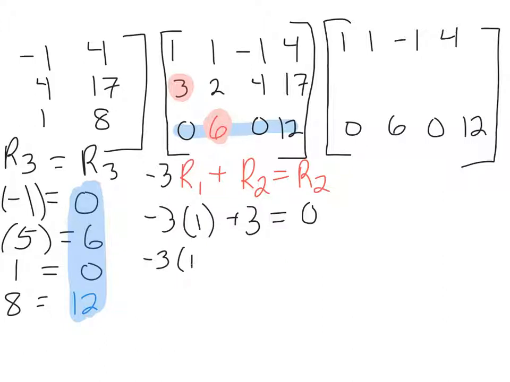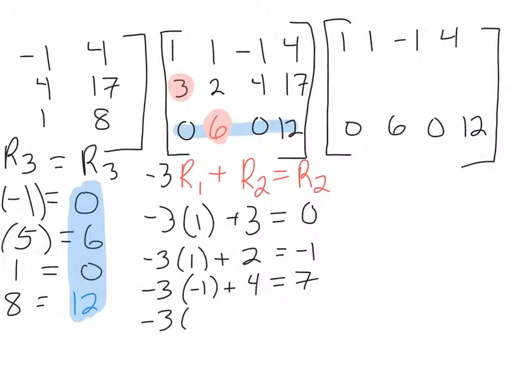So I have negative 3 times 1 plus 2. That equals negative 1. And I have negative 3 times negative 1 plus 4. That will be 7. And negative 3 times 4 plus 17 is going to be 12. Not 12. My apologies. 5. There we go. Boom. So negative 3 times 4 is negative 12. Negative 12 plus 17 is 5.